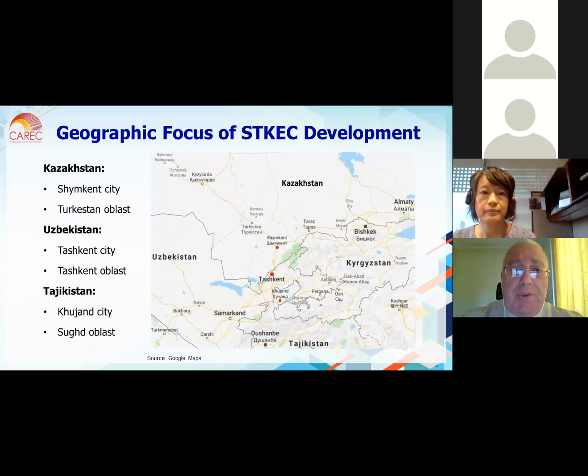So, as regards the geographic focus of the economic corridor development, formally, at the very beginning of our analysis, we focus on the Turkestan Oblast and the city of Shymkent in Kazakhstan, the Tashkent Oblast and the city of Tashkent in Uzbekistan, and the Sugd Oblast and the city of Khujand in Tajikistan. These are all neighboring oblasts, and they are closely interconnected historically and economically, with very tight relations. And it is a quite logical step to increase the volume of economic cooperation in this particular area.